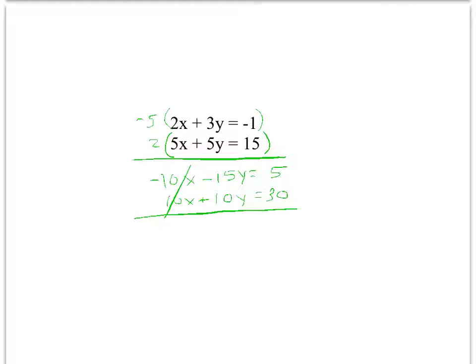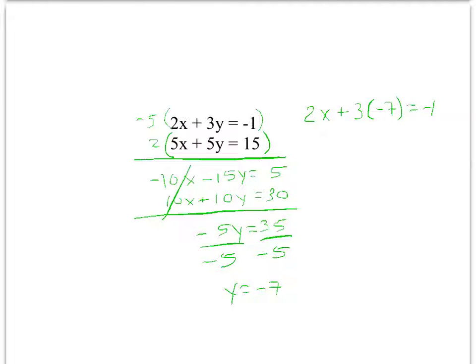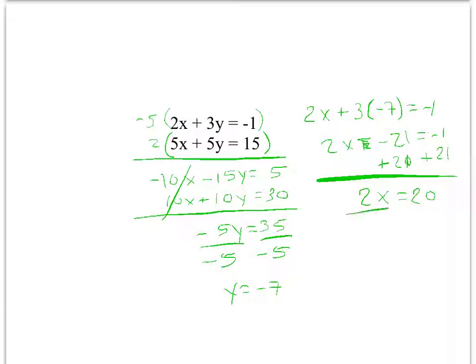My x's cancel out completely, so I get negative 5y equals 35. Divide by negative 5, y equals negative 7. Alright, so if y equals negative 7, we're going to have 2x plus 3 times negative 7 equals negative 1. So 2x minus 21 equals negative 1. Add 21 to both sides, thinking ahead. So 2x equals 20. Divide by 2, x equals 10. So we get 10 comma negative 7 for your answer.